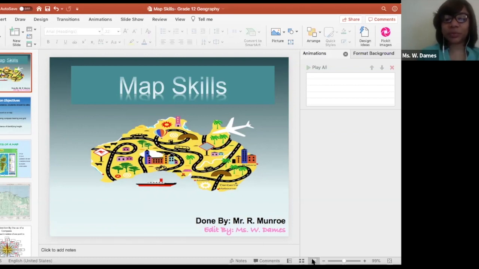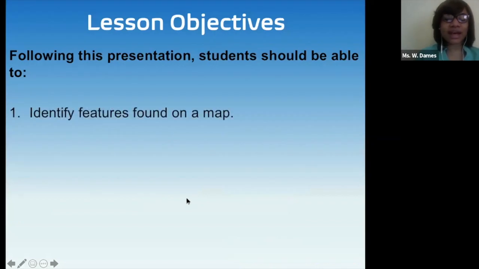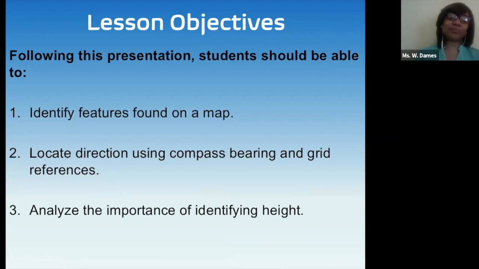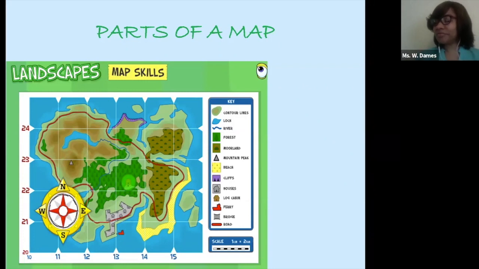Just as we have been doing all throughout, I'm going to quickly give you the objectives first, and then we are going to get started. Firstly, we want to be able to identify the features found on a map. Next, we want to be able to locate direction using compass bearing and grid references. Last but not least, we want to analyze the importance of identifying height. So these are the 3 things we want to conquer before this lesson is done. I started from the introductory stages, so we want to look at the parts of a map. I'm going to ask you a few questions, and feel free to share your answers. Like I said, I'm doing this all for you.